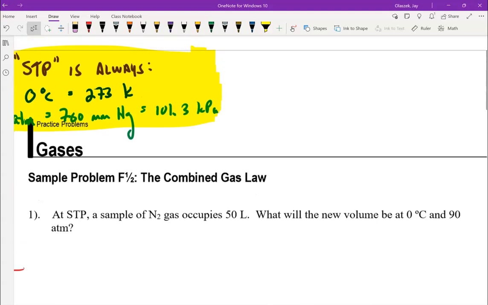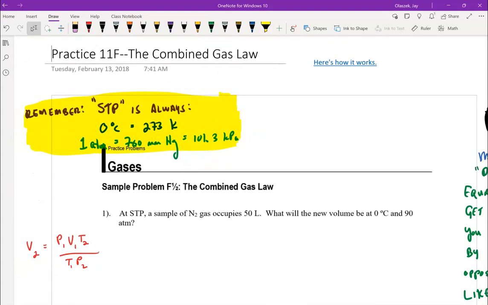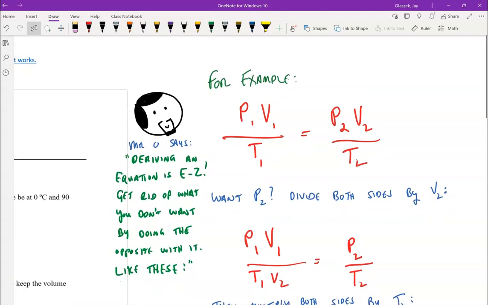Okay, we're looking at practice 11F, which is called the combined gas law. This is going to take, of course, all three gas laws, Boyle's law, Charles' law, and Gay-Lussac's law, and combine them into one equation. And so we know this equation looks like this, and I've gone to great trouble to show you how to derive this equation to get the variable that you want to find. So all you have to do is follow these directions.